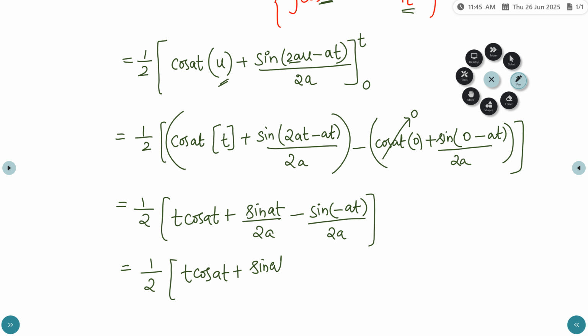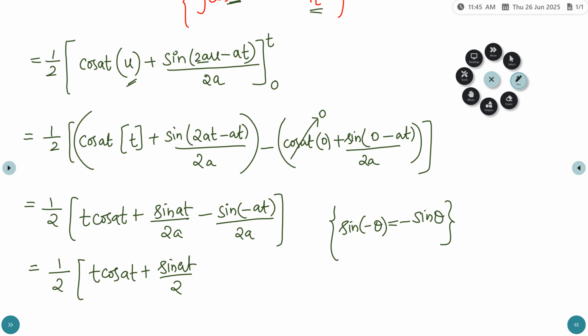What about sin of minus theta? Sin of minus theta equals minus sin theta. According to this formula, sin of minus at is minus sin at. This minus into minus will be plus. So plus sin at divided by 2a.